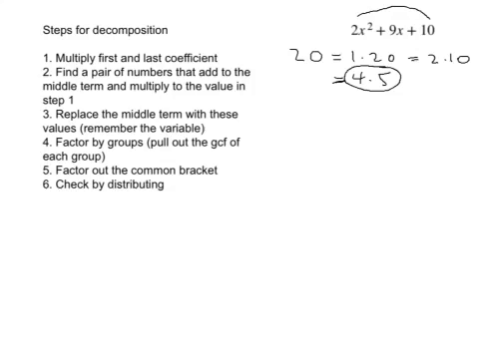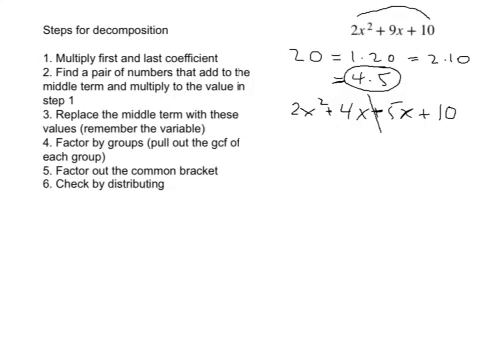And then next, step 3, replace the middle term with these values. Don't forget the variable. In other words, don't forget that this isn't just 9, this is 9x. So we now have 2x squared plus 4x plus 5x plus 10. Remember, this is the original polynomial with the 9x replaced. Now we're going to divide this into two groups.